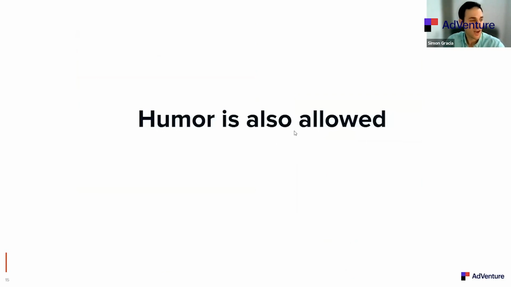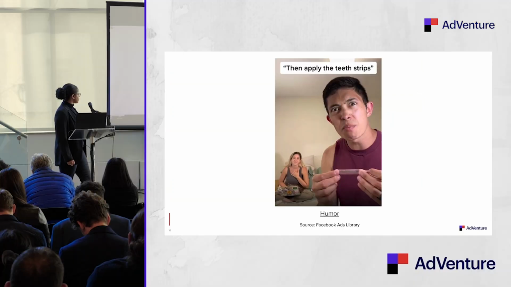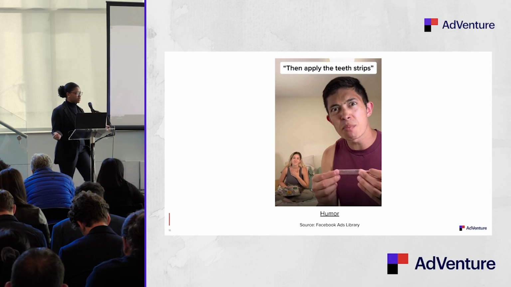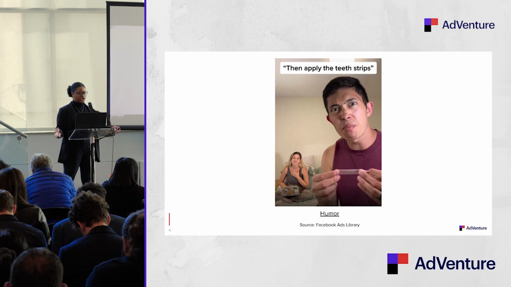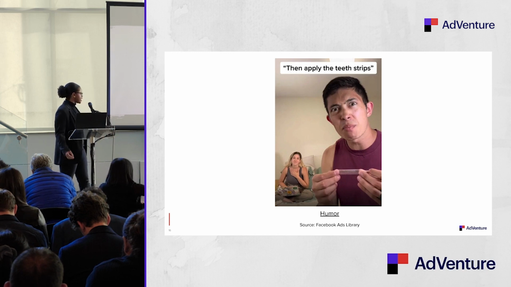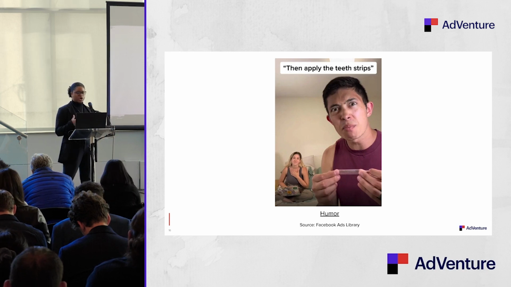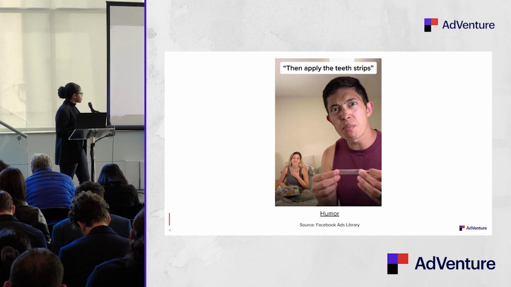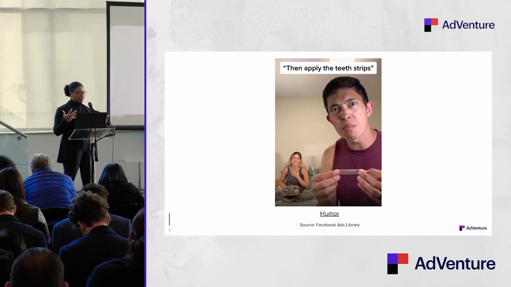And humor is also allowed. So this UGC video is more humoristic, something you'll probably see more on TikTok with a younger demographic, just trying to be more personable and relatable with people on those platforms, with a little bit more humor. In this video, he's just saying his wife says that his teeth are yellow, so just trying to get people to laugh and engage with the content.